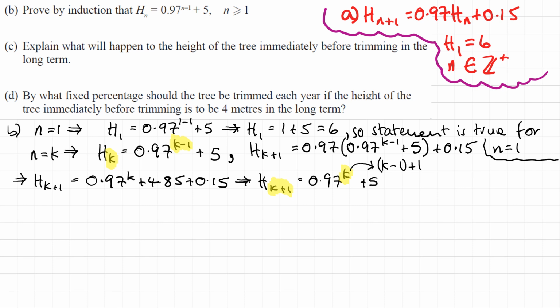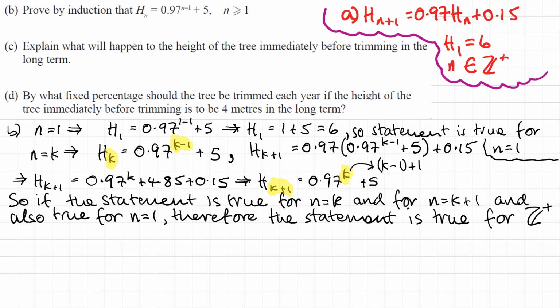So now we'll write out our conclusion. If the statement is true for n equals k, that was our assumption, and true for n equals k plus 1, and it's also true for n equals 1, therefore the statement is true for all positive integers, ℤ⁺.